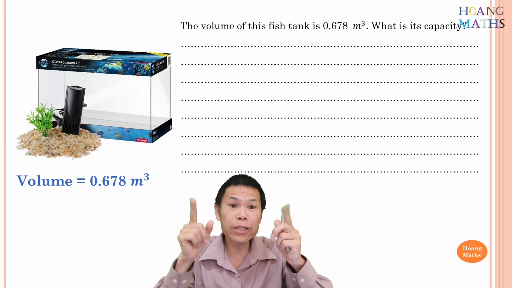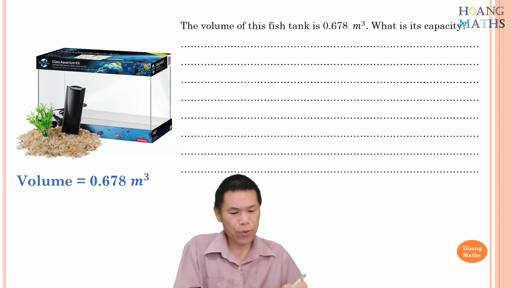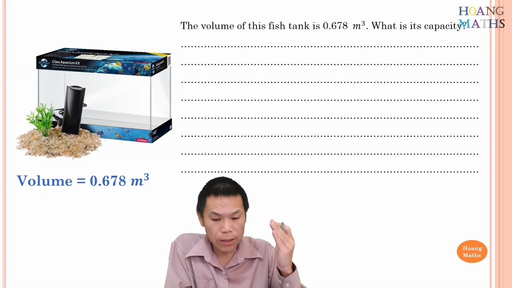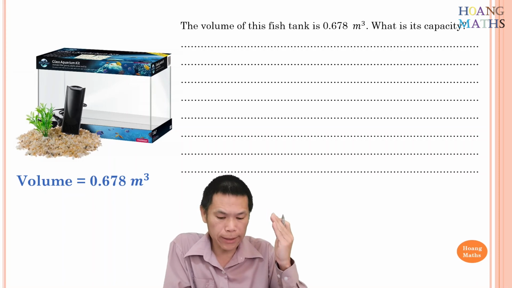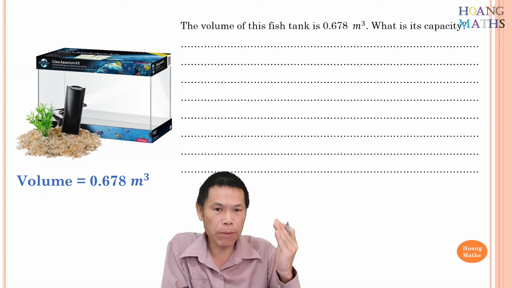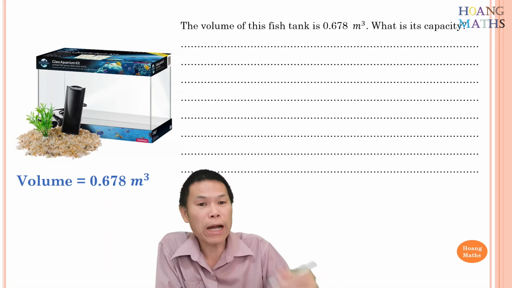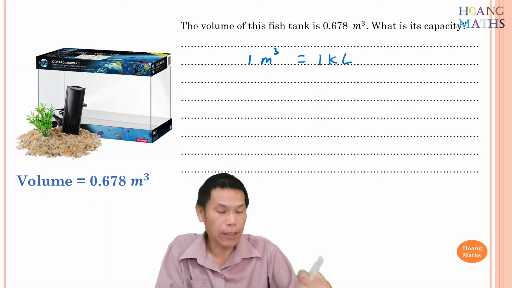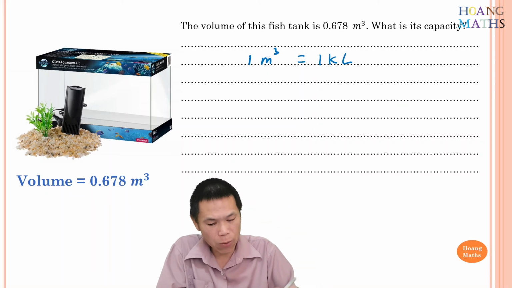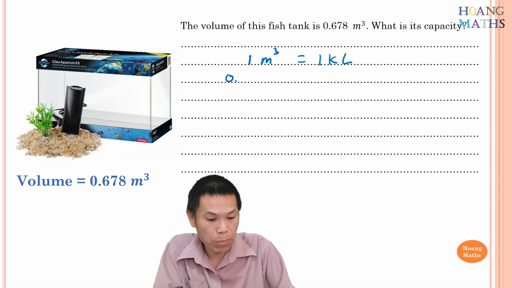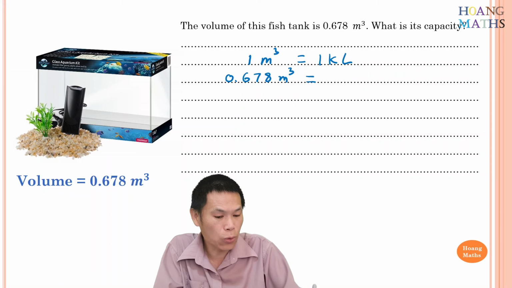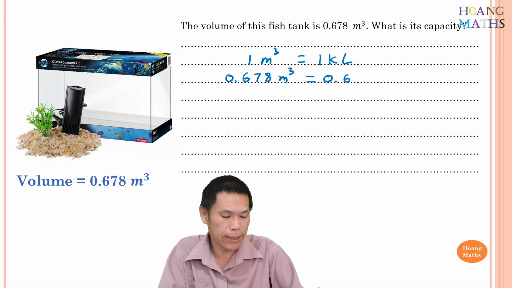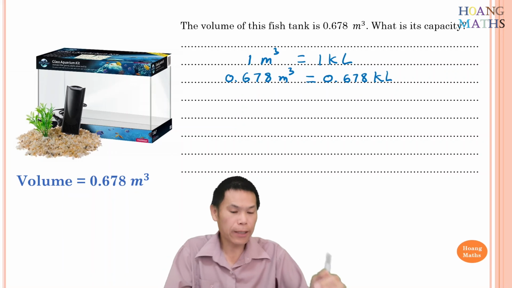Hi, I'm back. How did you go? So let me go through them with you. First of all, we know the volume of this tank is 0.678 cubic meters. So therefore, we need to work out the capacity. We know that 1 cubic meter is equal to 1 kiloliter. So please keep that in mind. So now we have 0.678 cubic meters is equal to 0.678 kiloliters. See, that's the same, right?